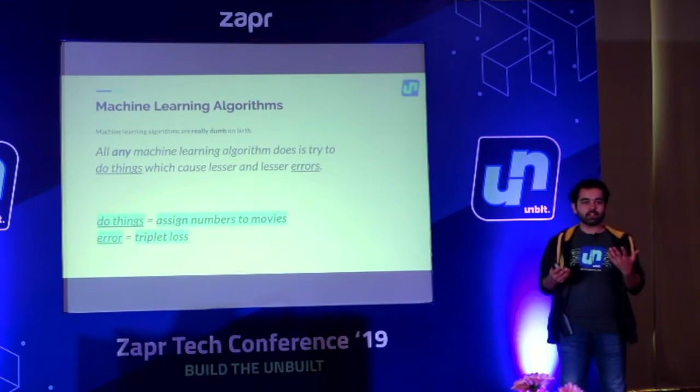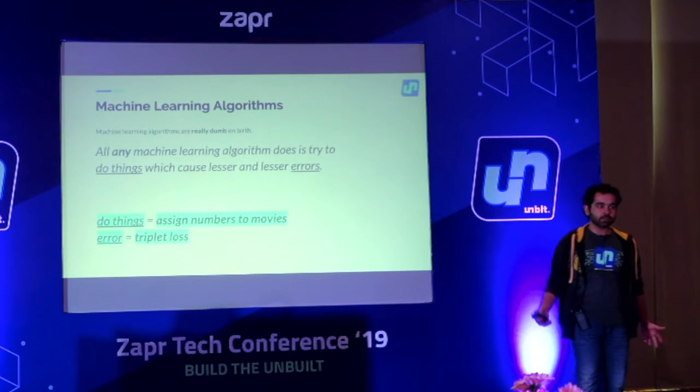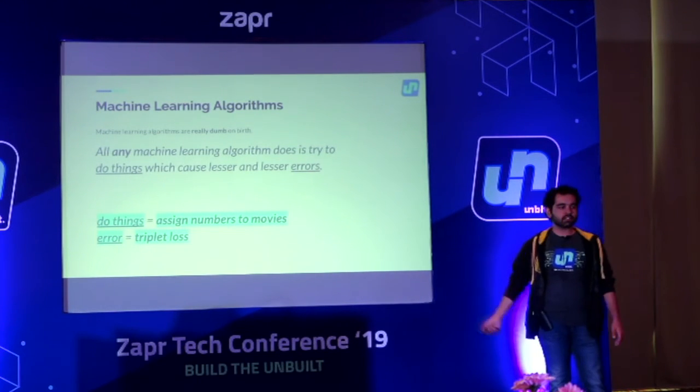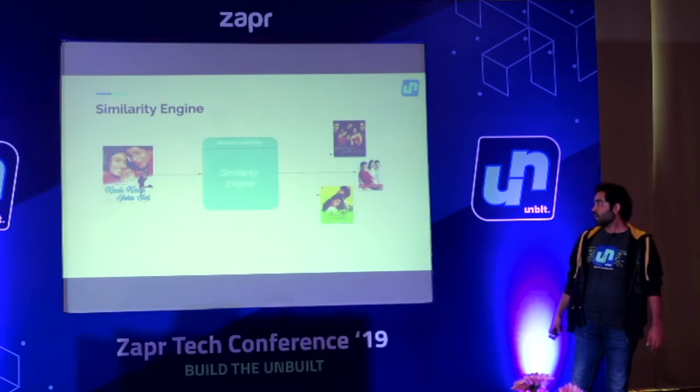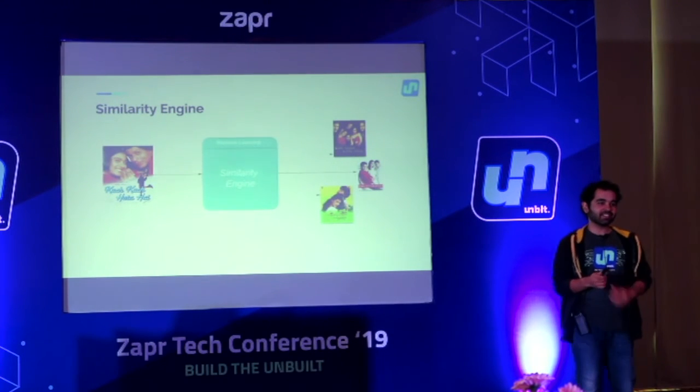And there are 2 things here, doing things and the error part, and we have defined both of them. Doing things is assigning some numbers to each of the movies, and the error is triplet loss. And that is the machine learning bit of the similarity engine, and that's my bit. The rest of the interesting bits will be covered by Nitin.